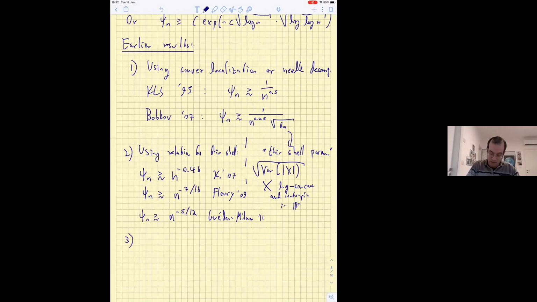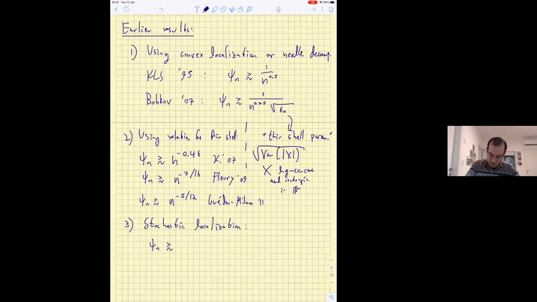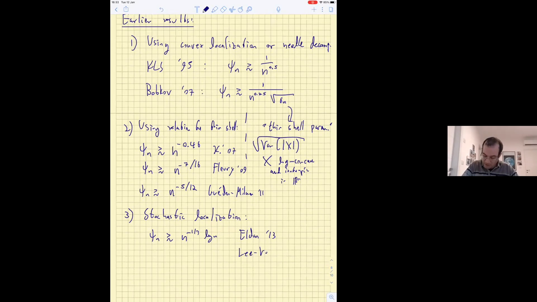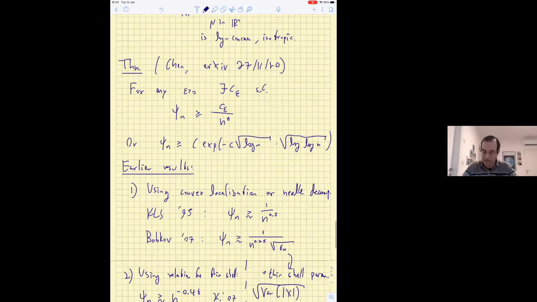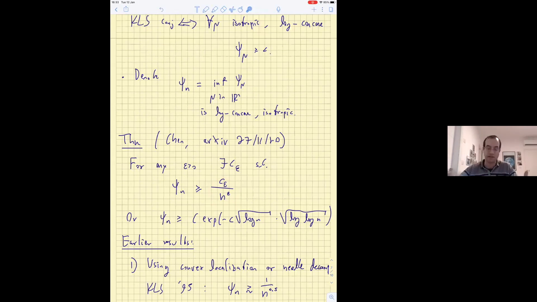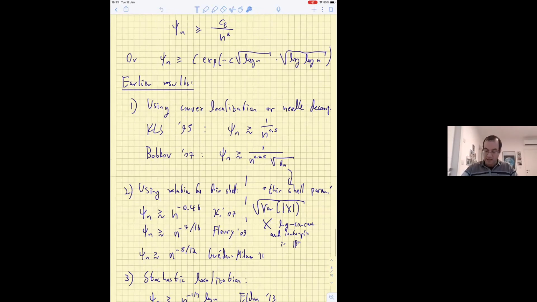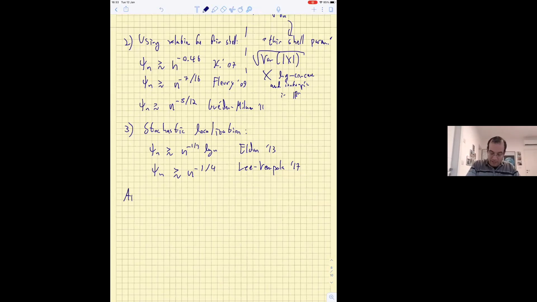Then came a new method, stochastic localization, by Bourgain and Eldan. And Eldan got n to the minus 1/3. So this is an exercise in arithmetic to verify that these are indeed improvements. And Lee and Vempala, they got a very clean exponent. They got 1/4. And at the time, some people thought that maybe this is it, maybe this is the right bound. I'll comment on it in a second. But now it's not the case, and we know that the bound is much better. Its decay is slower than a power law. It's almost bounded.